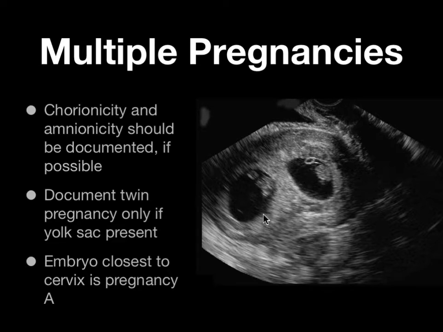When you're dealing with someone who's got a multiple pregnancy, you want to diagnose, if at all possible, the chorionicity and the amnionicity, because it's going to be easiest to determine during the first trimester scan, and this has significance to the obstetrician caring for the patient. In terms of diagnosing a twin pregnancy, you only want to document a twin pregnancy if you see a yolk sac or an embryo. It's the same as diagnosing a singleton pregnancy. In terms of nomenclature, the embryo that's going to be closest to the cervix is going to be pregnancy A.